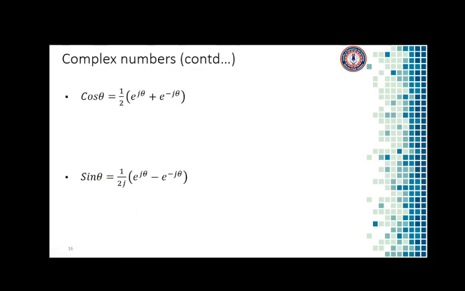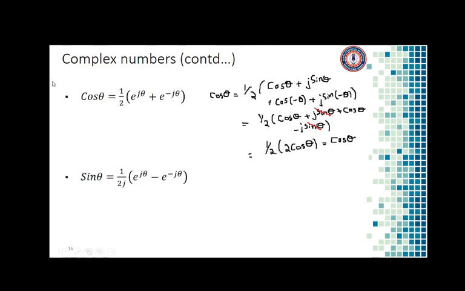Now another formula which you might remember is that cos theta is the same as this, our old buddy: cos theta equals 1 upon 2 times e to the power j theta plus e to the power minus j theta. If I expand this, e to the j theta is cos theta plus j sine theta, and this one is cos minus theta plus j sine minus theta.